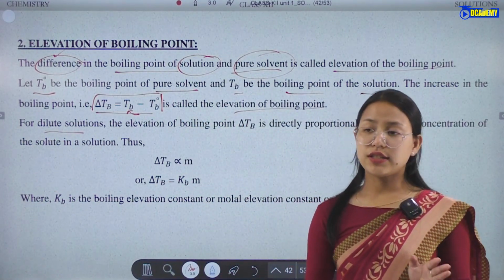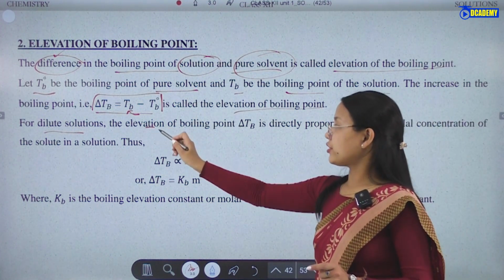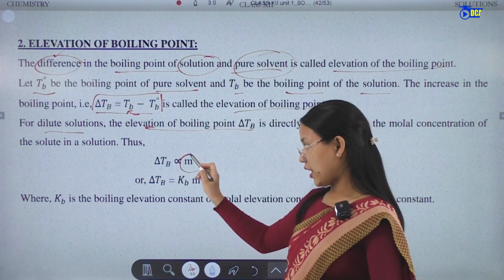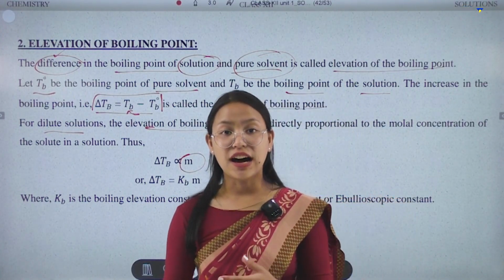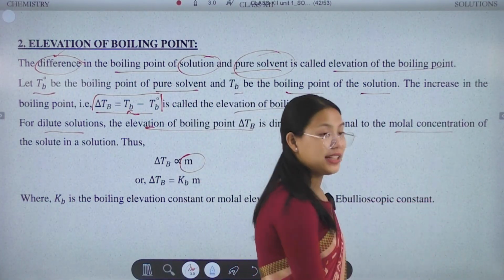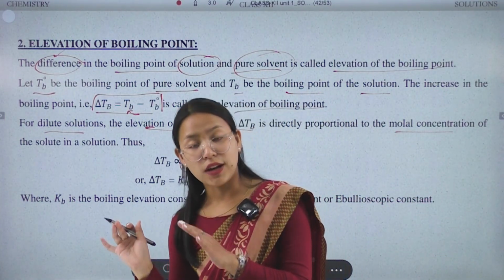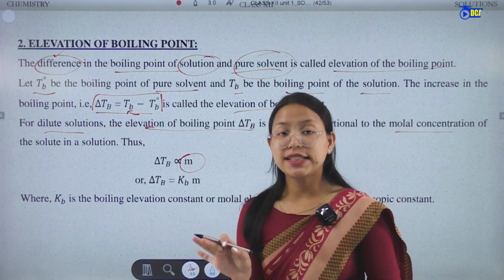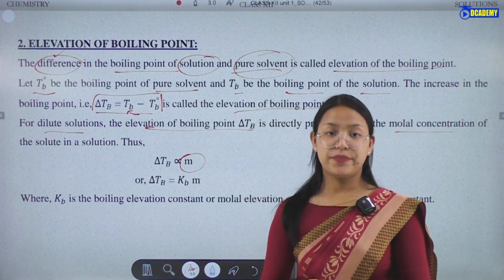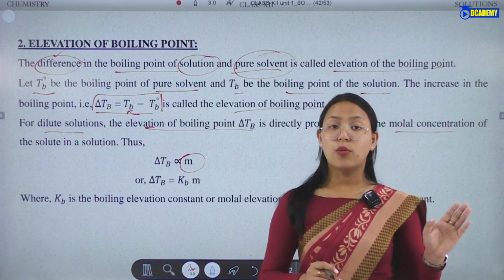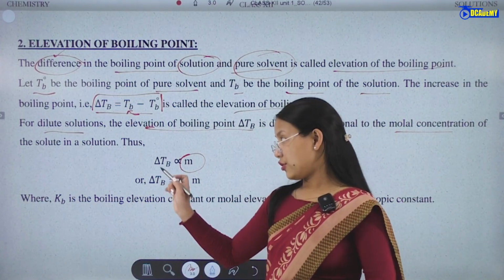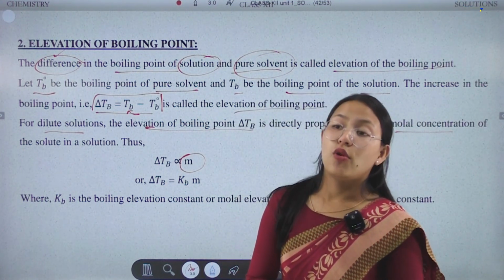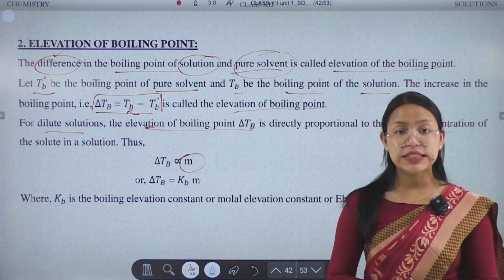Whenever there is a dilute solution, the elevation of the boiling point is directly proportional to the molar concentration. Molar concentration, that is molality. It depends on the molality of the solution, that means it is directly proportional to the molar concentration of the solute in the solution.